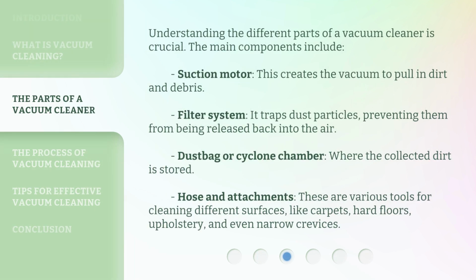Understanding the different parts of a vacuum cleaner is crucial. The main components include: suction motor. This creates the vacuum to pull in dirt and debris. Filter system. It traps dust particles, preventing them from being released back into the air. Dust bag or cyclone chamber, where the collected dirt is stored. Hose and attachments. These are various tools for cleaning different surfaces, like carpets, hard floors, upholstery, and even narrow crevices.